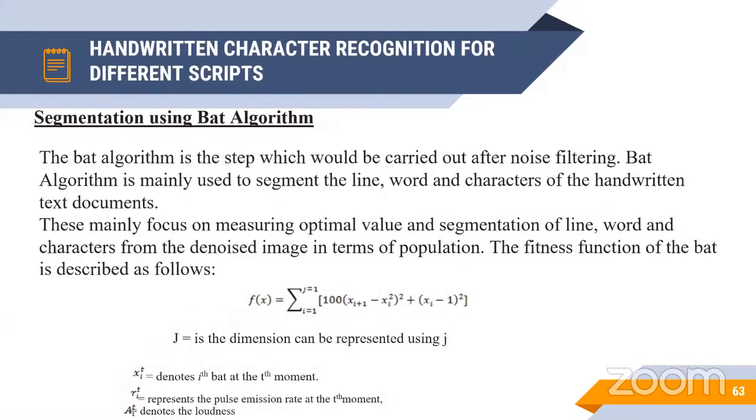The BAT algorithm is also used. It is a method used for noise filtering. With this algorithm, it is mainly used to segment the line, word, and character of the written text document. With this kind of population, the fitness function of BAT is described as follows. J, that means dimensions, can be represented using J. It is denoted by the ith movement, and it is denoted with the loudness.